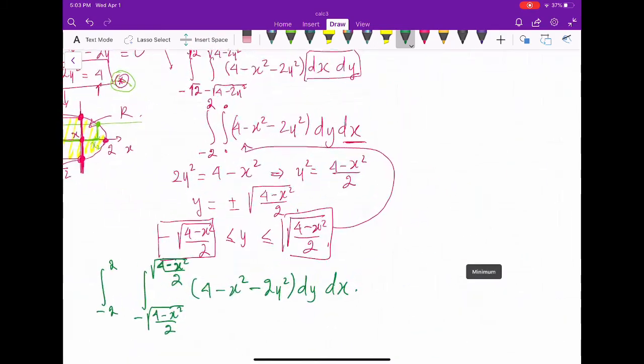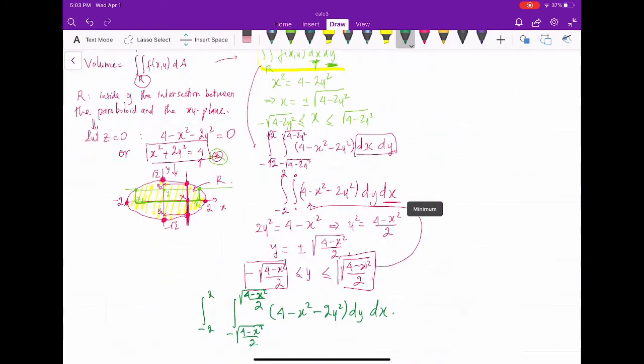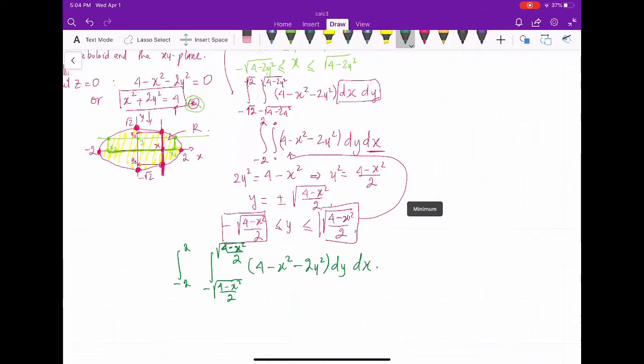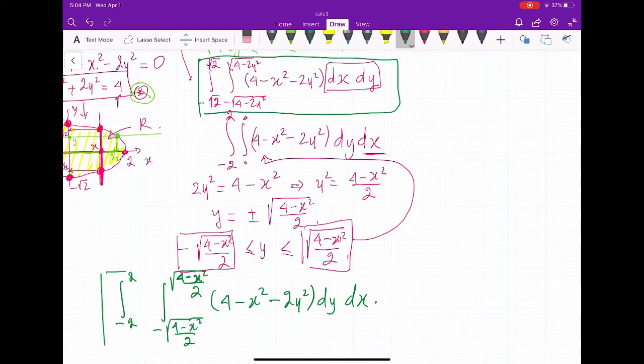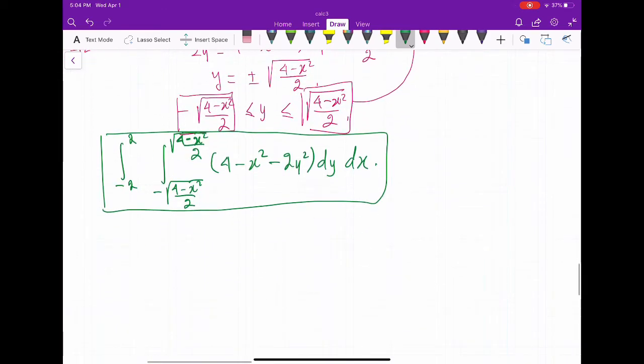So you have two forms already. And now your job is to pick one of them, right? The first one is right here. This is the second one. So you can pick one of them to solve and to find the volume of this solid region. Let's pick the last one. Okay, let's pick this one.